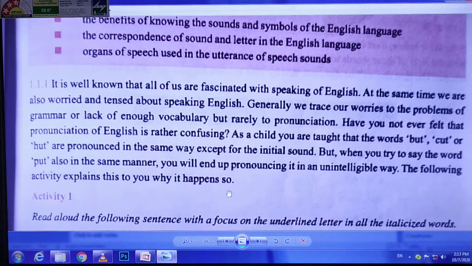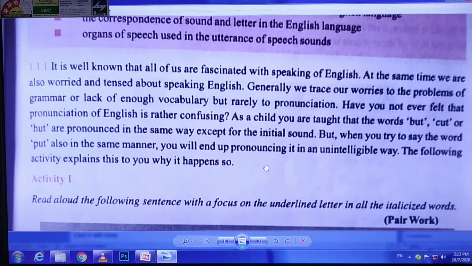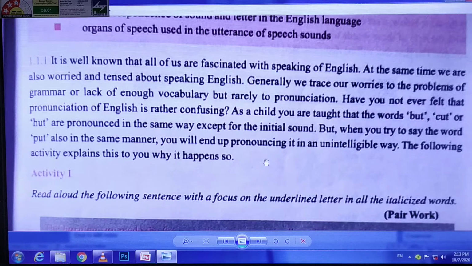But in general, we trace certain problems, like we lack proper grammar, and we lack enough vocabulary and so on. But rarely do we think of pronunciation. When you go back to your childhood, simple words like but, cut or hut are pronounced in the same way except for the initial sound. But when we try to say the word put in the same manner, you will end up pronouncing it in an unintelligible way.